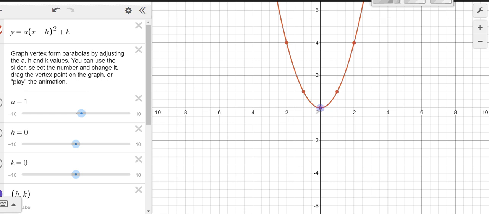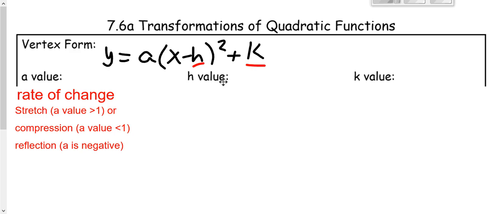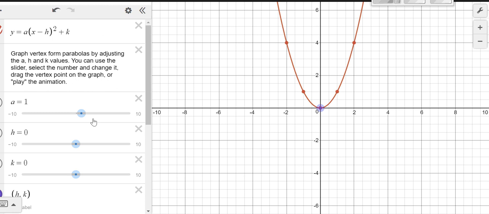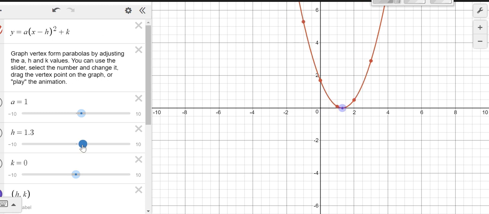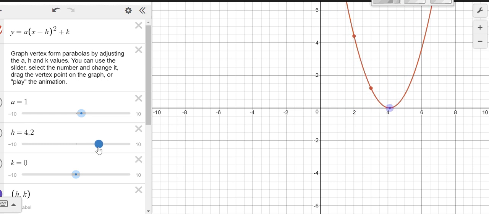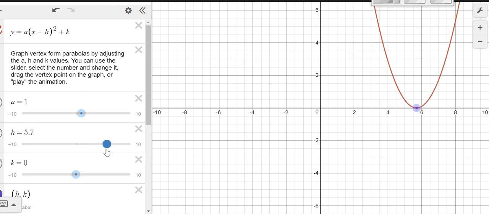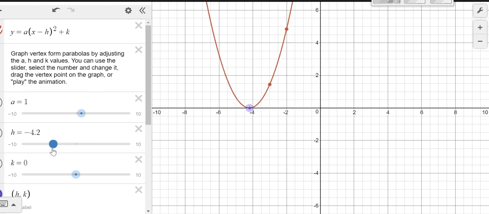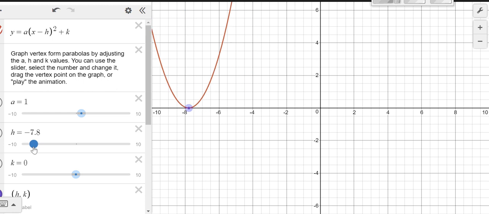So if we go back to your notes for a moment, your H value here has to do with your vertex. It is the horizontal movement of the vertex. We could also say that this is a horizontal shift. Now, horizontal, remember, means from left to right. So if you are looking at your H value, as I'm moving to a positive value of H, see that? It is moving more and more to the right. As I am moving more and more to the left, so I make my H value negative, I am moving more and more to the left.